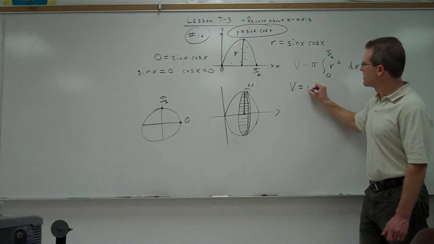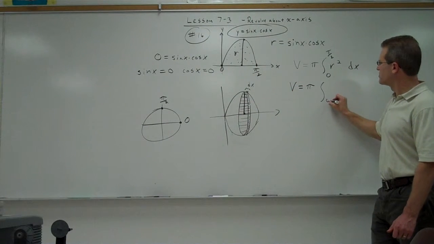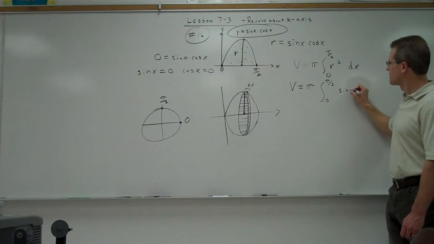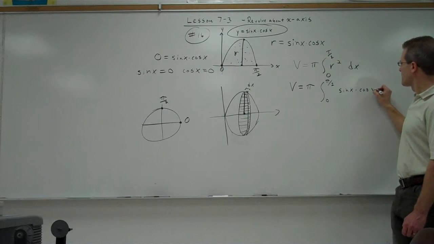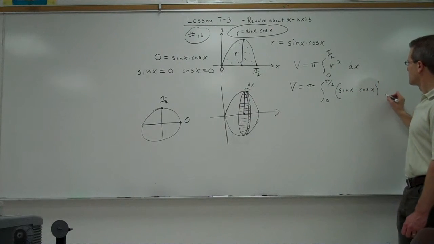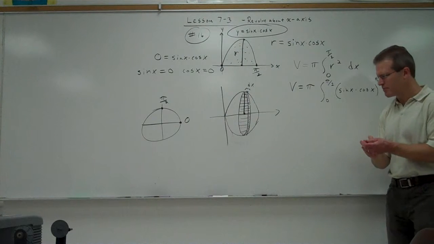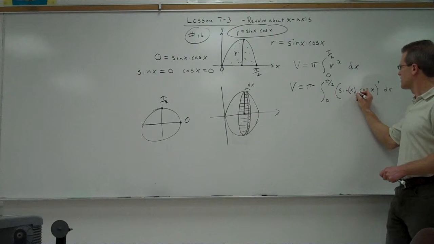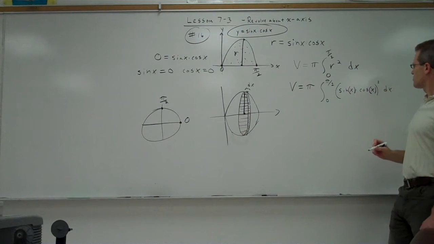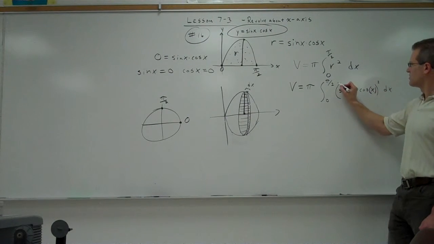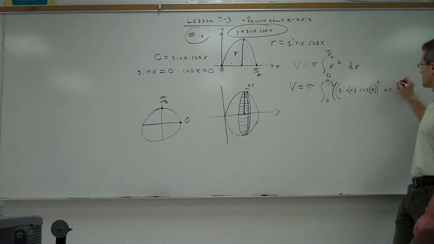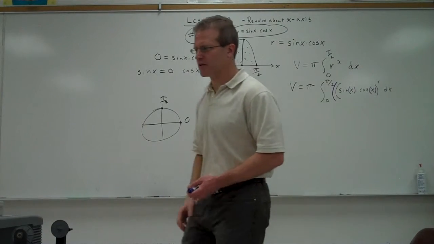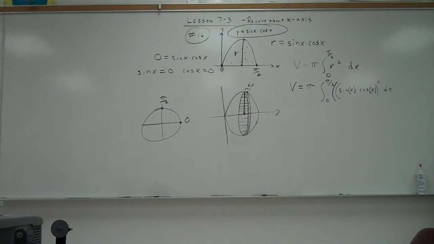So volume equals pi times the integral from 0 to pi halves. My radius is sine of x times cosine of x, squared, dx. When you type it in, you're going to also need parentheses right here and here. And you're also probably going to need another set of parentheses here. And out here you have the comma x and all that good stuff. So let's go ahead and type it in and show you what we get here. I'm going to have to erase a little bit of this to get this out of the way here.